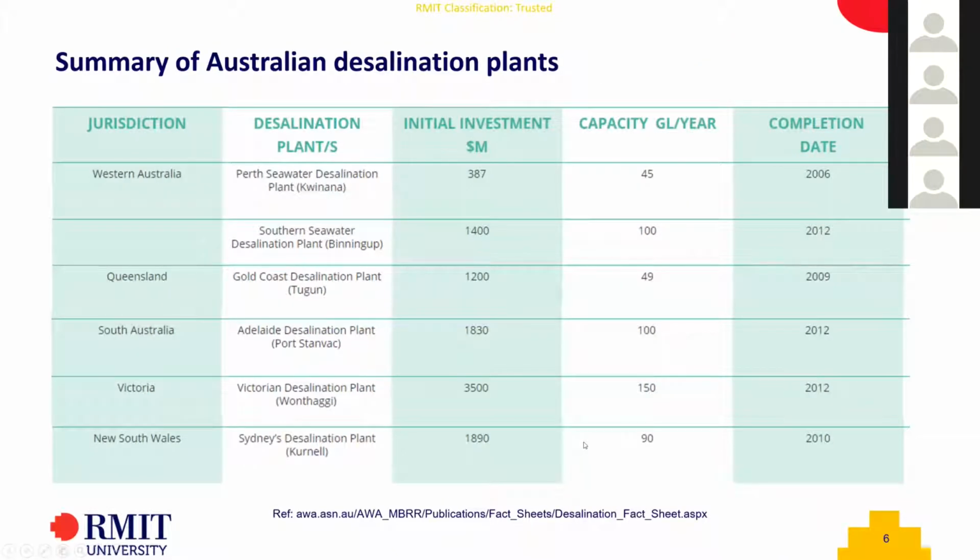And this table provides you with more details about these plants, including the plant's name and the locations, and the initial investments, which give you some ideas about the scale of the finance requirement for these projects, and also their design capacity and completion years.